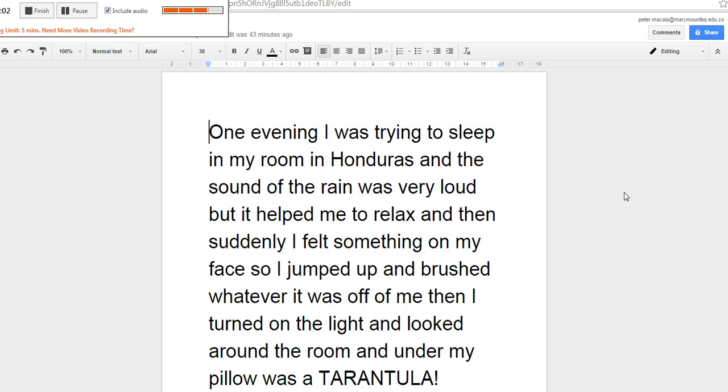One evening, I was trying to sleep in my room in Honduras, and the sound of the rain was very loud, but it helped me to relax, and then suddenly I felt something on my face, so I jumped up and brushed whatever it was off of me, and then I turned on the light and looked around the room, and under my pillow was a tarantula.